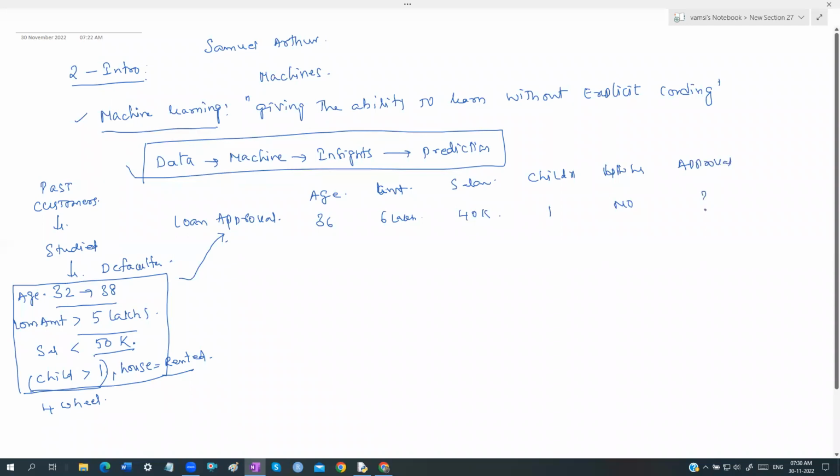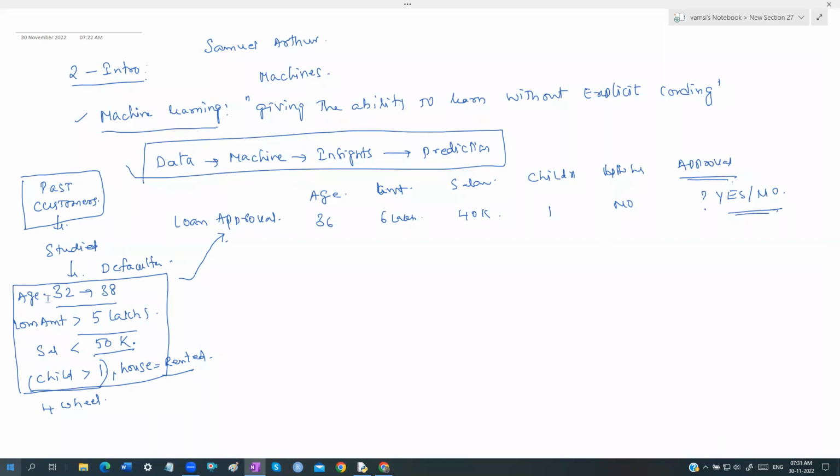So now we are asking the machine, you studied the past customers' data, no? Based on that particular analysis, can you predict whether the loan should be given or should not be given? It will pass all this data through these insights, and it will decide whether the loan approval is yes or no. The machine is going to decide it.